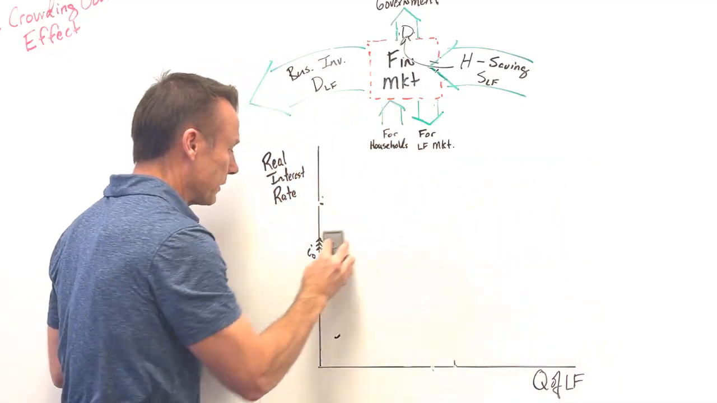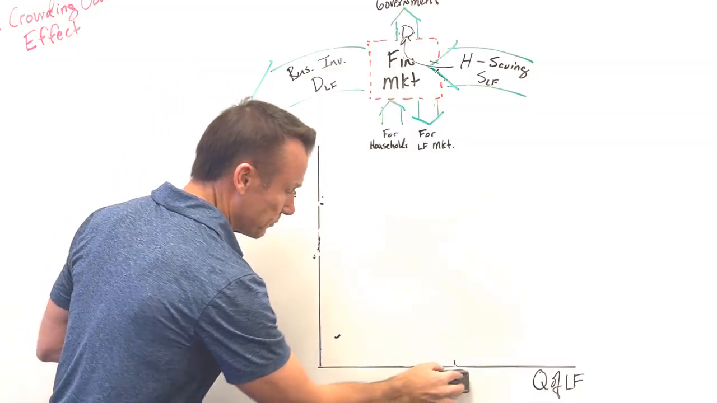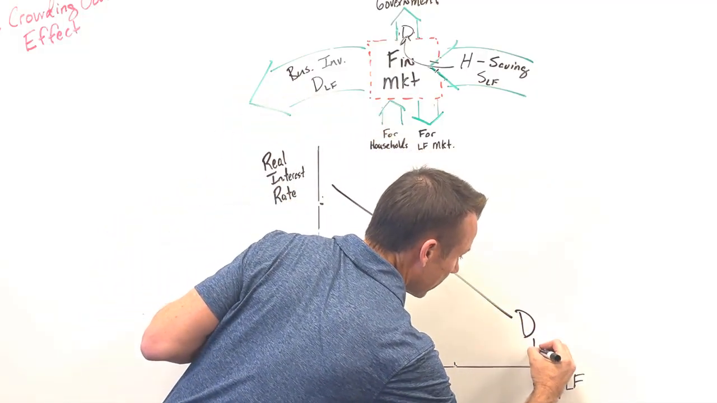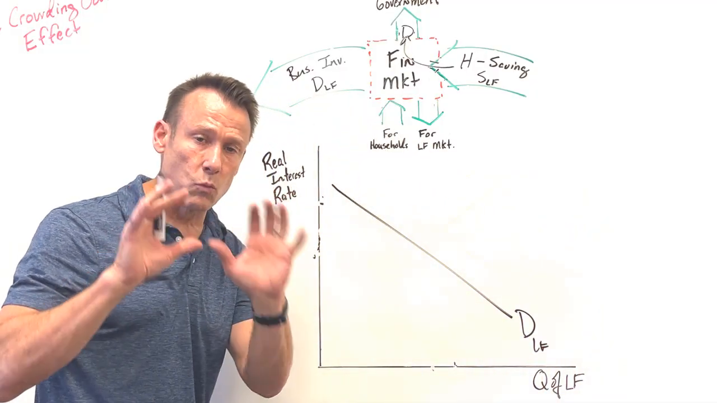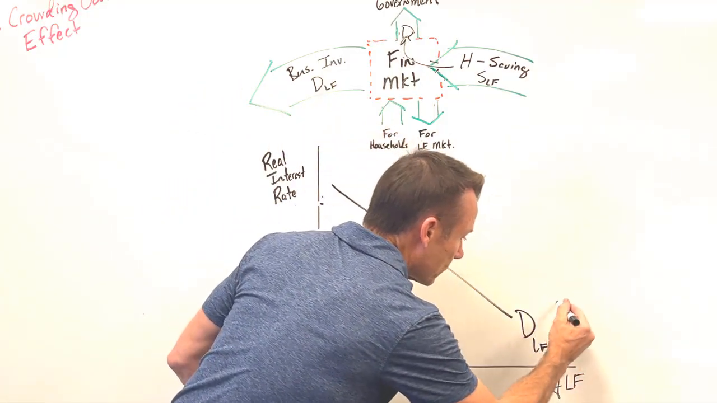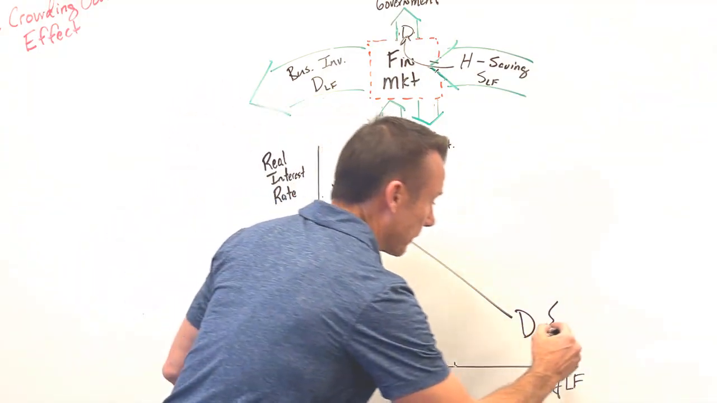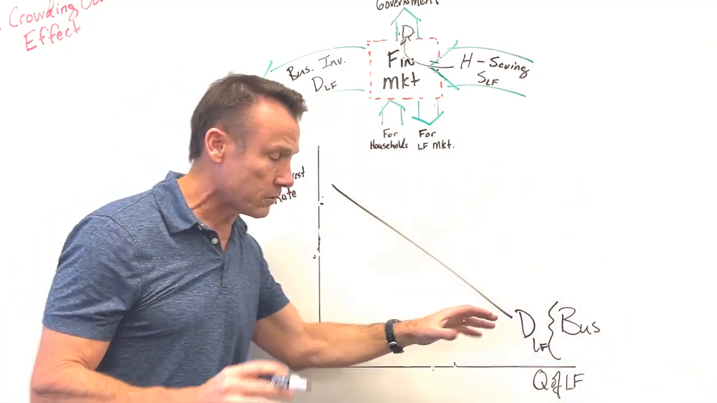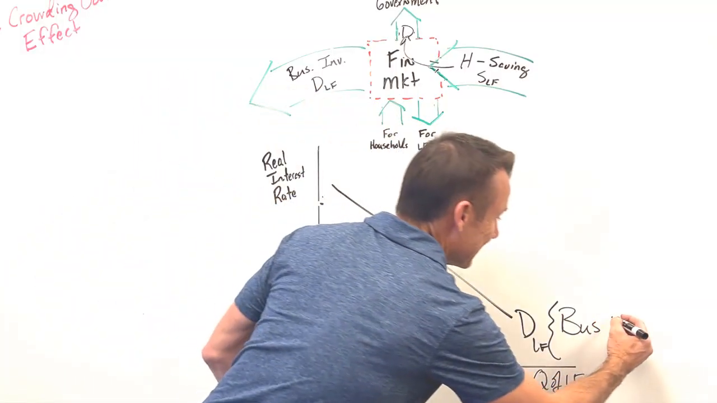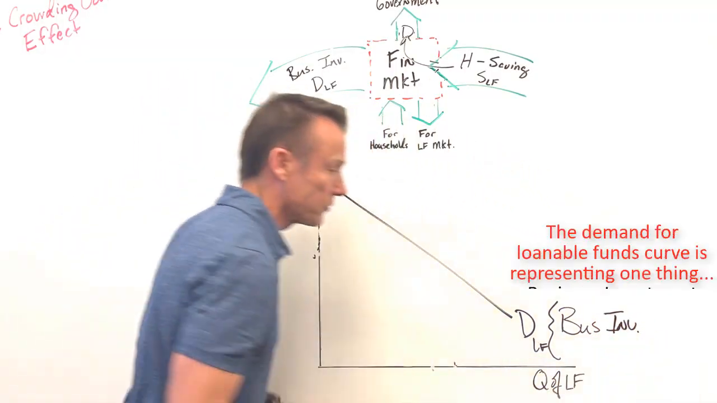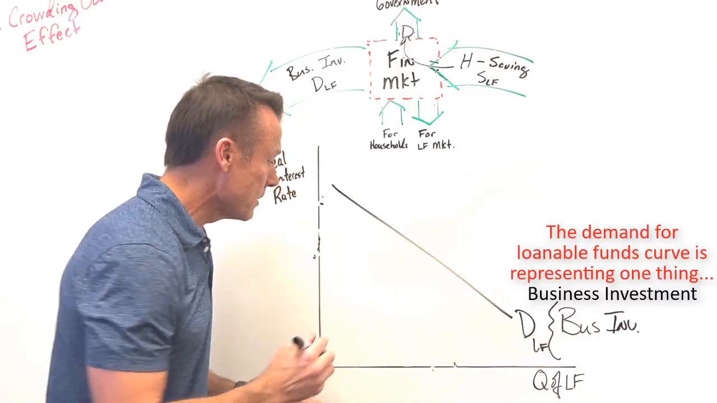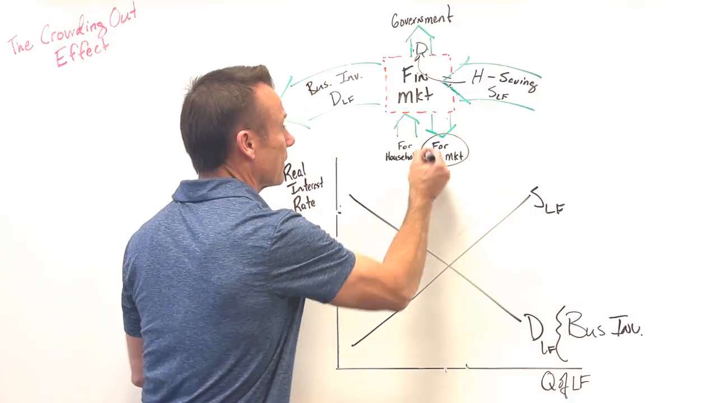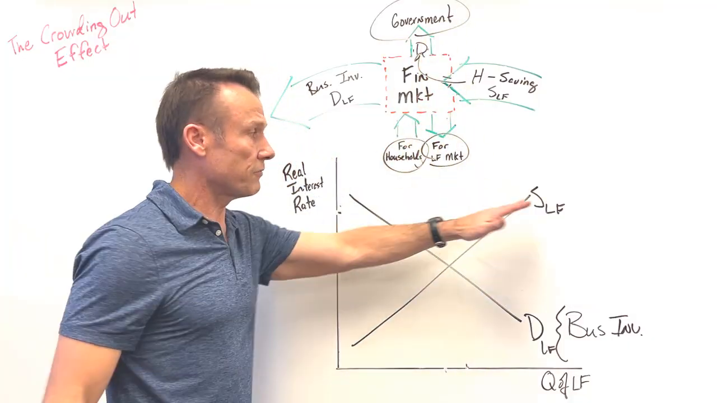Another way to handle bigger deficits is just to say, look, the demand for loanable funds represents one thing. I think teachers who go the route I'm about to go are saying, look, business investment is really important. So I want one curve just representing business investment. That's it, nothing else. Let's keep that curve pure. And then you've got the supply of loanable funds, and everything else that happens is going to affect that supply of loanable funds.